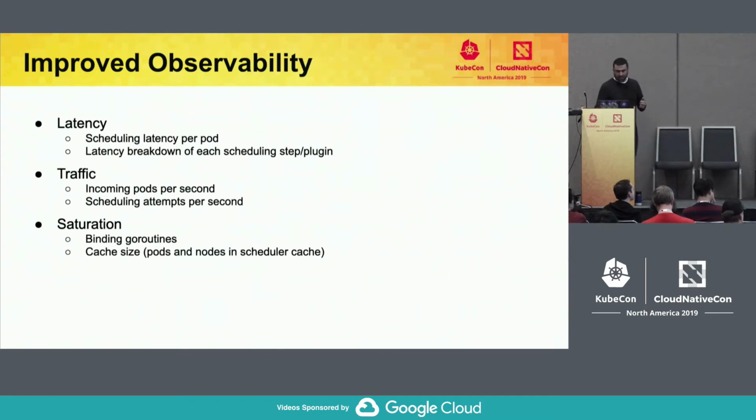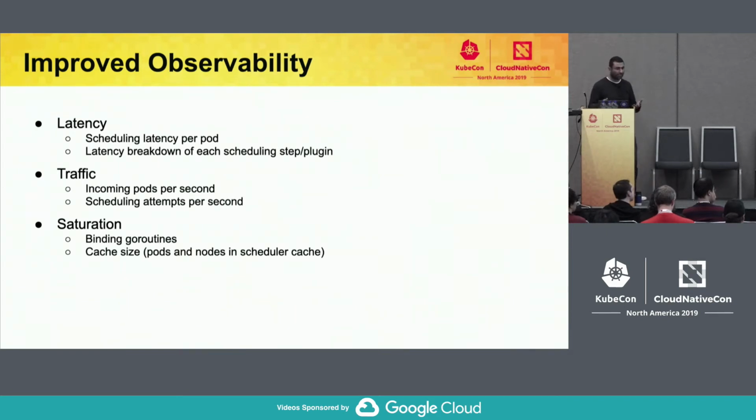etc. The other category is traffic. We added metrics to track the number of incoming pods per second, so you can see how fast the scheduler is draining that queue. And again, scheduling attempts per second. All those we felt are lacking in trying to understand whether the scheduler itself is misbehaving or is slow or for whatever reason. We just want more insights into the scheduler.